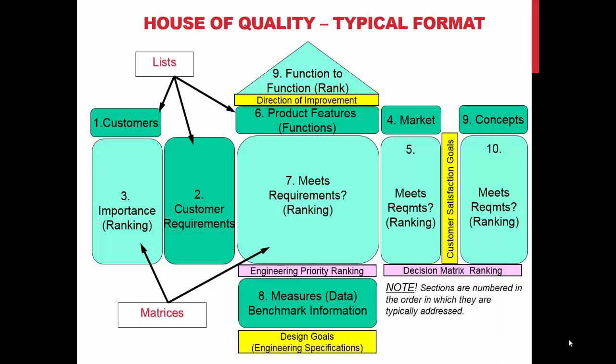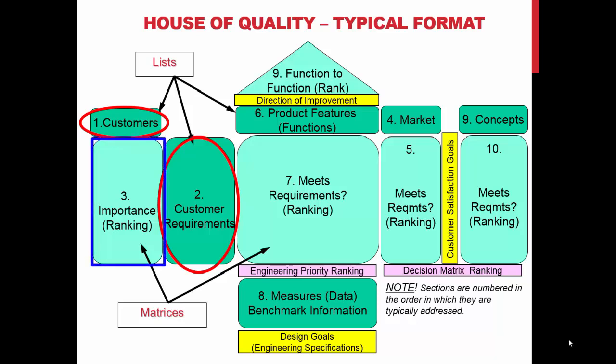If we take a look at the house of quality in its typical format, what we're attempting to do here is identify the customers and what their needs and wants are. Then we're going to rank those in importance. As we have those identified, then we'll take a look at the customer requirements and understand what product features or functions may be present there. After we've done this, we'll take a look at the market and we'll understand what's available there and how that goes about meeting the needs and wants of the customers.